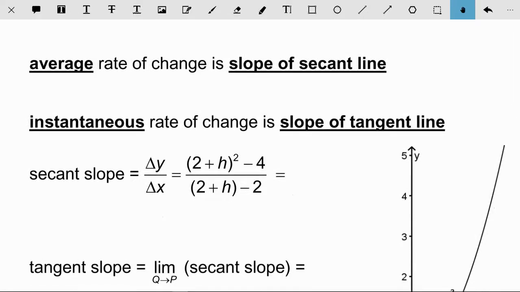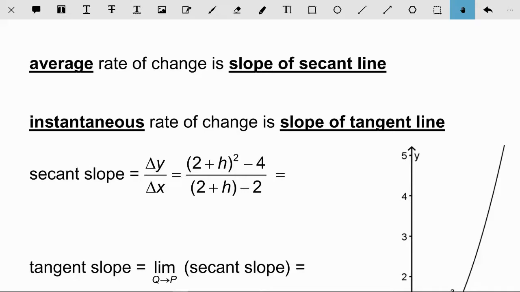Okay, so there's a lot of vocabulary in this section. I already mentioned this, but when we say average rate of change, we're just talking about the slope of a secant line. And when we say a secant line, we're just talking about two points on our function that we draw a line between.